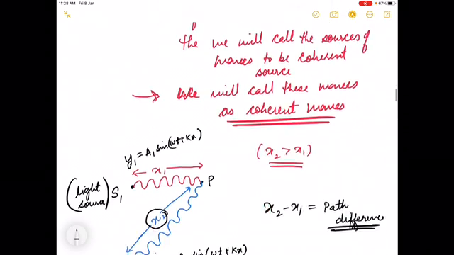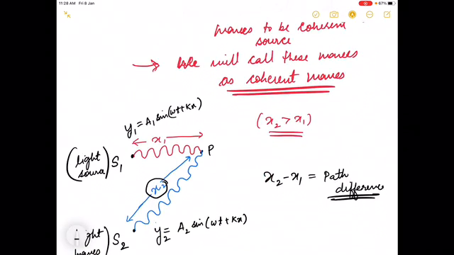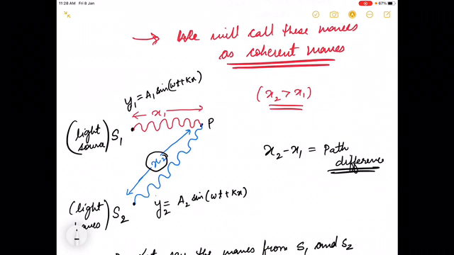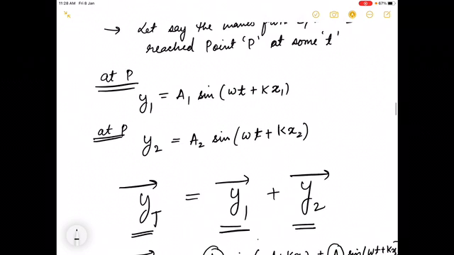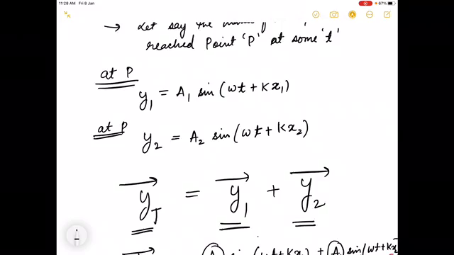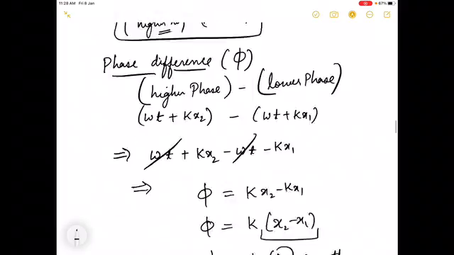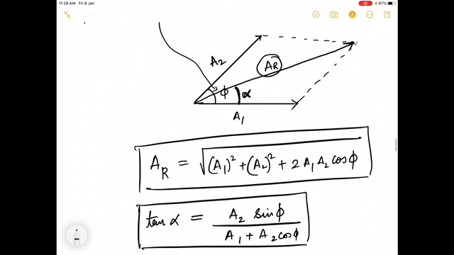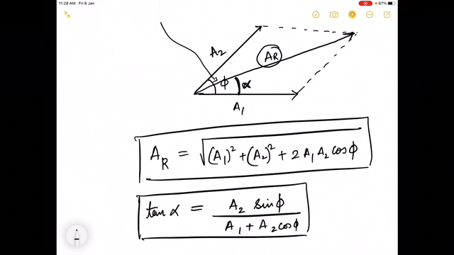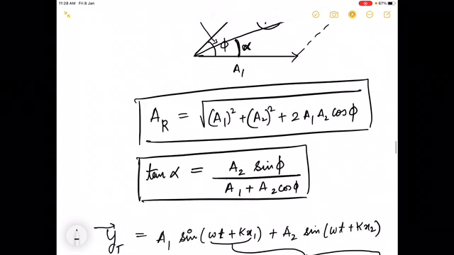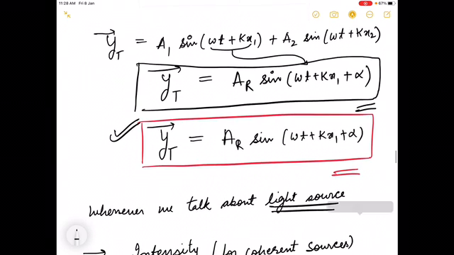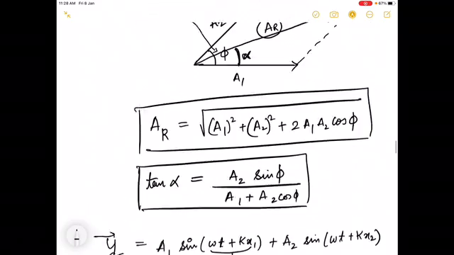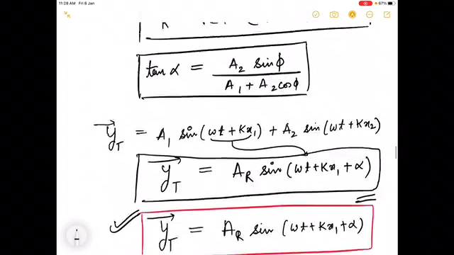Then we tried a problem in which we had two light sources going to a point P, and there we tried to calculate the net displacement of that particle P. We talked about the phase difference, and then we tried to find the resultant amplitude of the resultant wave. And then we found the displacement, which came out to be y = A_R sine(omega t plus kx1 plus alpha), where alpha was the resultant phase, right? Okay, great.